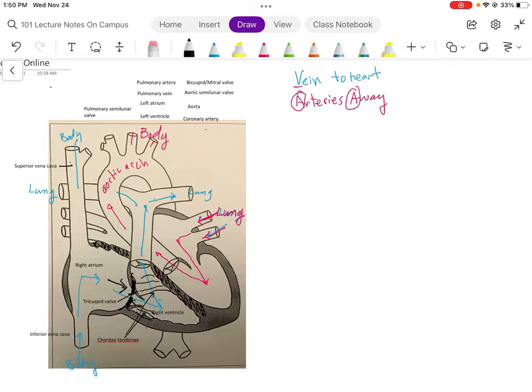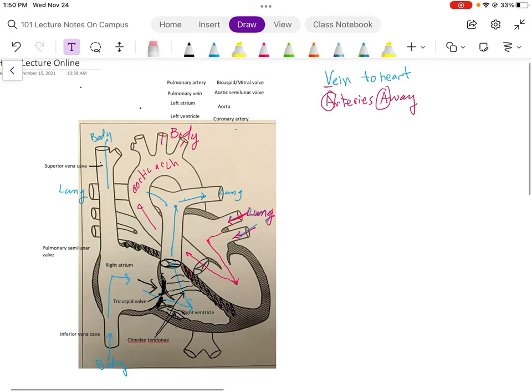The next valve is called a semilunar valve, and that's this one right over here. The way to look at that is I can try to label that for you here with my pulmonary semilunar valve. I'm just going to put the label on this side and draw a line to it. That structure right there.